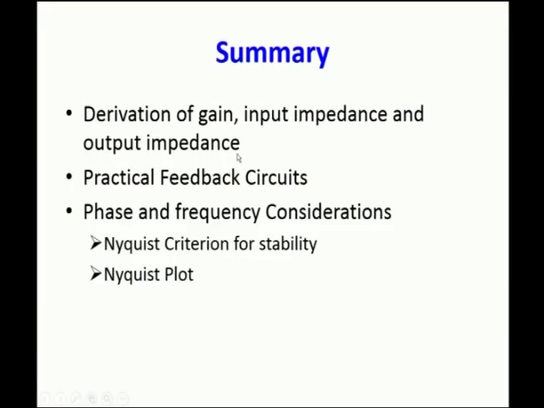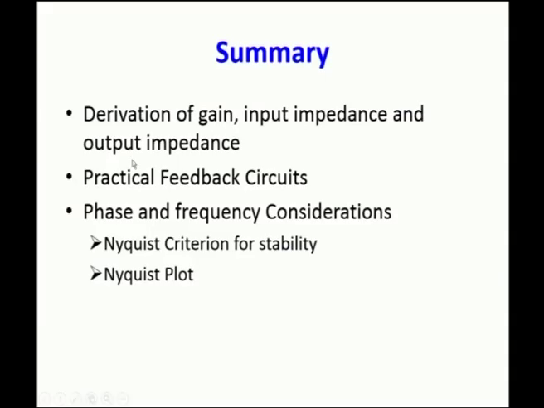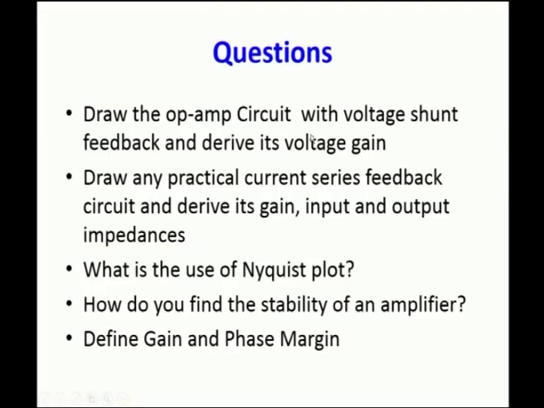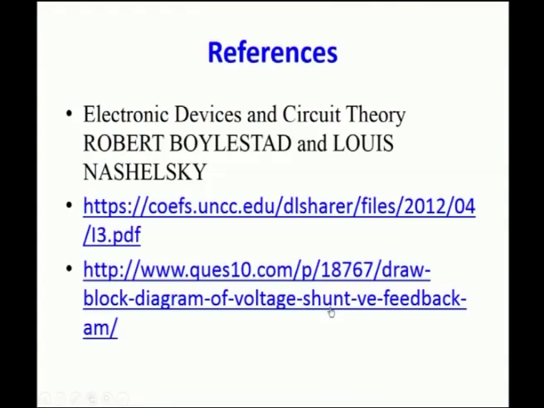So, in this class we have seen the derivation of the gain, input impedance and output impedance of some of the remaining feedback circuits, and practical feedback circuits in which we have seen the voltage series, current series and voltage shunt feedback. Some questions: draw the op amp circuit with voltage shunt feedback and derive its voltage gain. Draw any practical current series feedback circuit and derive its gain, input and output impedances. These are the references. Thank you.